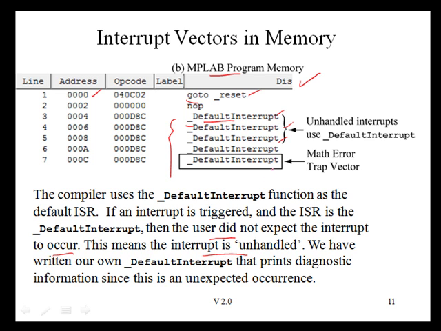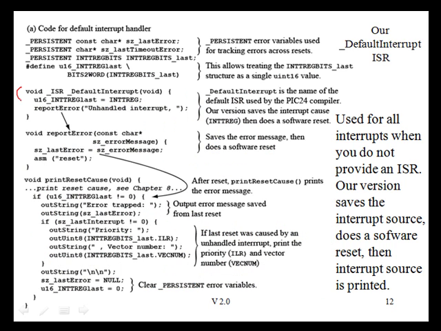What we have done in our library routine is we have written our own _default interrupt ISR that will print diagnostic information to the serial port, as this is an unexpected occurrence and you want to know if this occurs. If you did not write your own code for this, then the compiler is simply going to define this function as being a software reset.